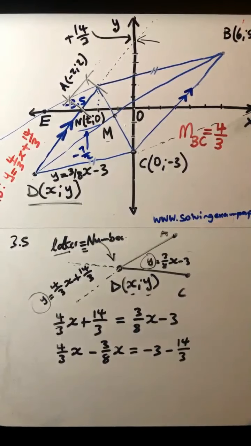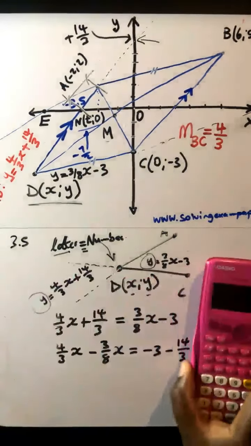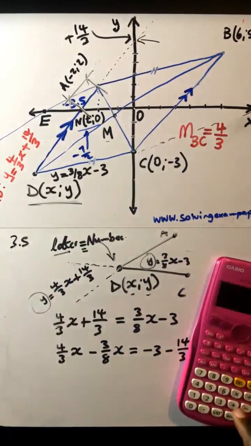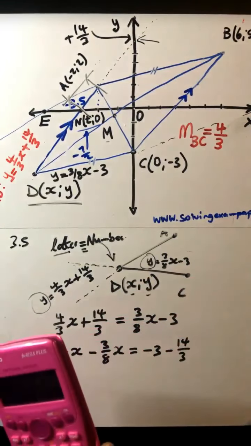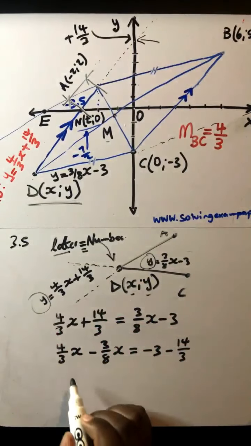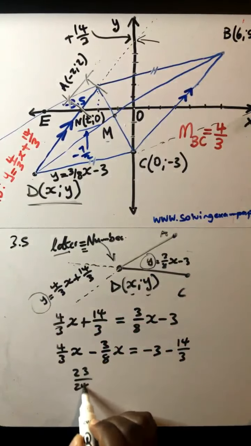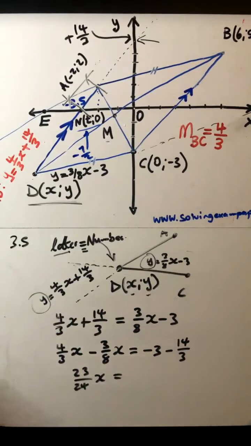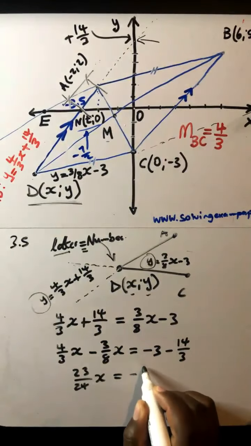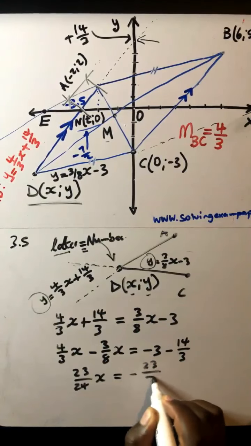Okay, guys. Anyone who got an answer for the x value? So I'll also do that calculation. Let me see, 4 over 3, then minus 3 over 8. I'm getting, let's see, 23 over 24. So I'm getting 23 over 24x equals negative 3 minus 14 over 3, and I'm getting negative 23 over 3.